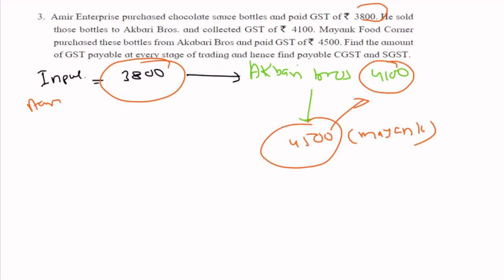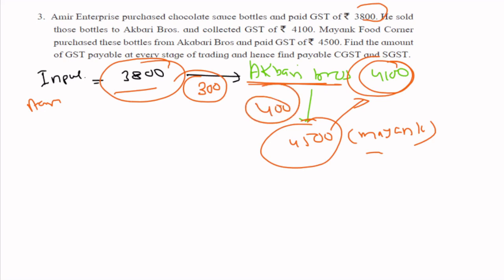So initially when Amir paid 3,800 and then he collected 4,100, the total difference is how much? 300. So 300 is GST payable in this case to the GST body. And who will pay? Definitely whoever is collecting more. So Akbari Bros, in this case 100 rupees GST will be payable. Similarly from here and here, 4,100 rupees Mayank paid, but he collected 4,500. So from Akbari Bros to Mayank, there's a difference of 400. So GST payable 300 at this place, 400 at this place. Okay, this is GST payable, and hence they're asking to find the CGST and SGST.